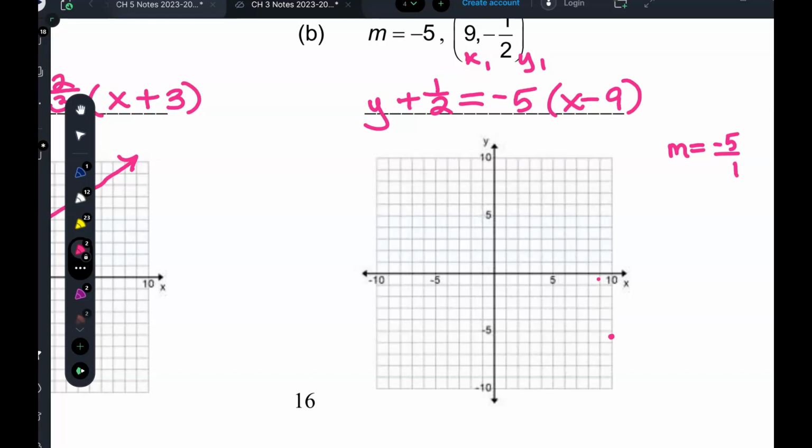So the numerator is how much vertical rise, and then the denominator is where's the top one? Like right near here. Well, 9 comma negative 1/2. So we go over to 9, and then we just put it right between 0 and negative 1.